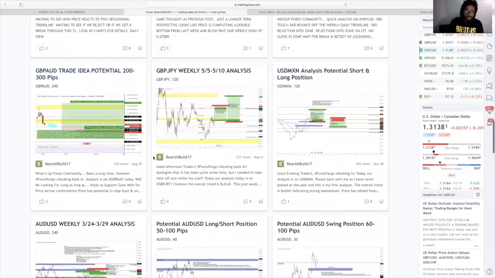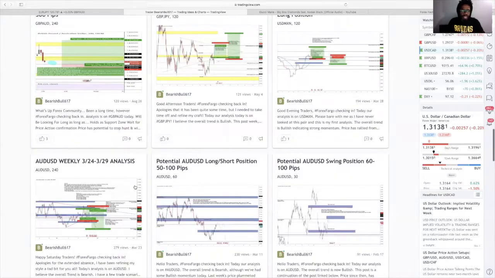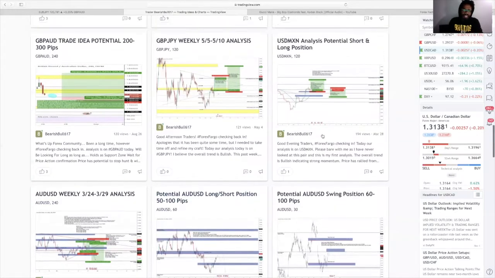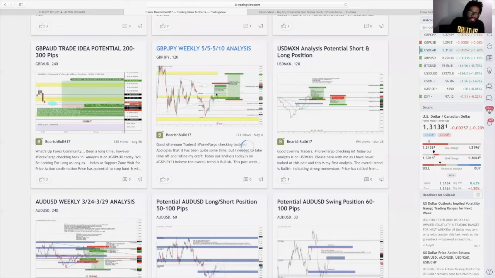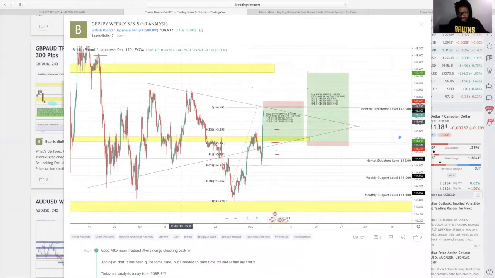I had stopped trading, not trading, but I stopped posting ideas and stuff like that, right? Then I came back with this GJ weekly analysis. Now look at this. This one pissed me off the most.